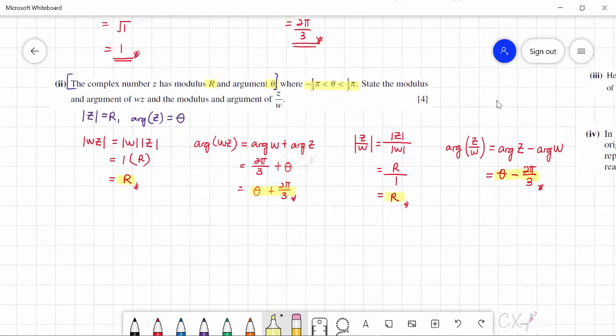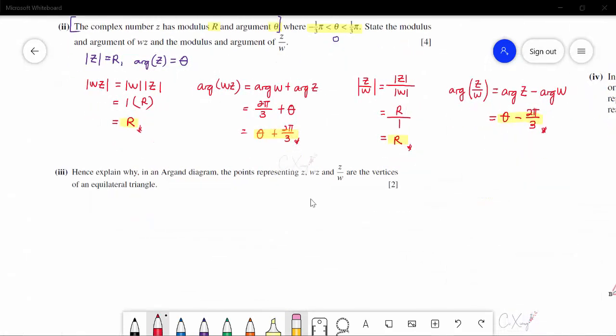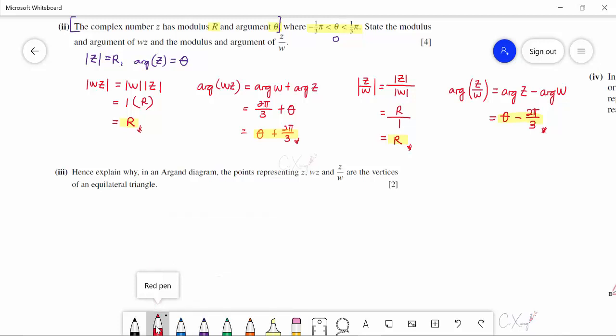All right, then next, for part number 3, they want us to use the results in 1 and 2 and explain why the points representing Z, WZ, and Z over W are the vertices of an equilateral triangle. So maybe at first we need to see whether we are able to plot it out in the Argand diagram or not.